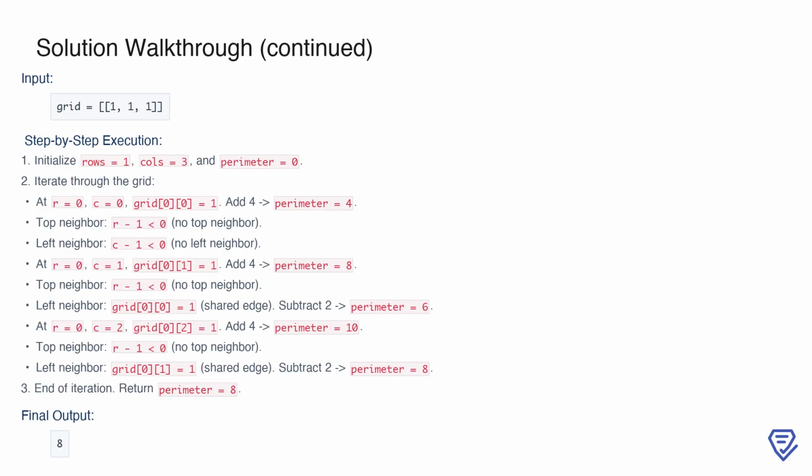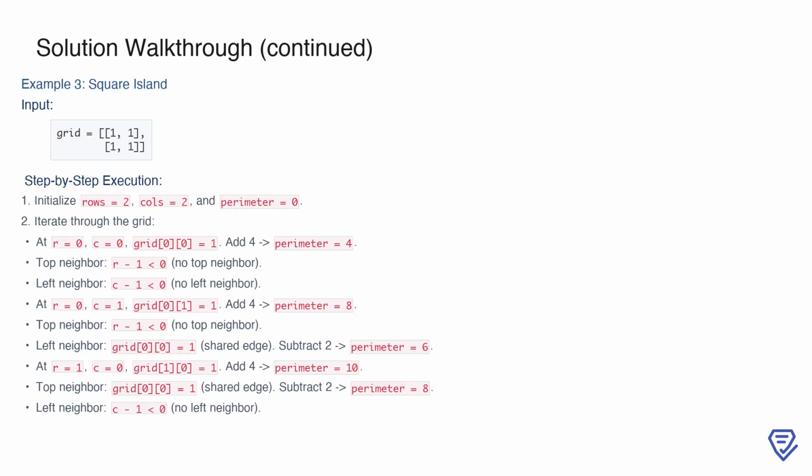Moving to column 1, we find another land cell and add 4, increasing the perimeter to 8. However, this cell shares an edge with the land cell at column 0, so we subtract 2, reducing the perimeter to 6. At column 2, we find one more land cell, add 4, bringing the perimeter to 10, but subtract 2 for the shared edge with the land cell at column 1, leaving us with a final perimeter of 8. This is the value we return as the output.